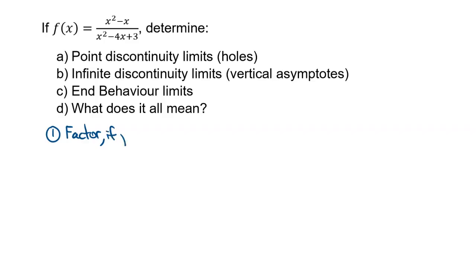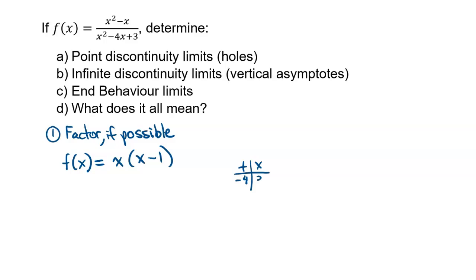Now the first thing we generally want to do is factor it if possible. And in this case, it's definitely something we can factor. We're going to take a common factor of x out of the numerator, and the denominator is a simple trinomial. So we're going to try to find two numbers that add to the middle term, -4, and multiply to the last term of 3. Those two factors are -3 and -1. Because it's a simple trinomial, I can write it as (x - 3)(x - 1).